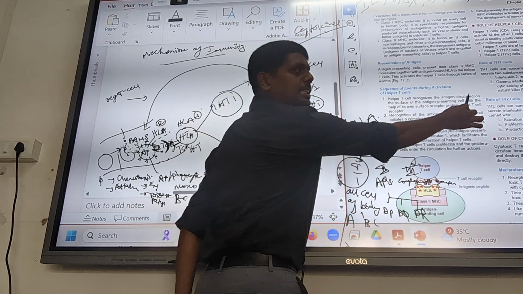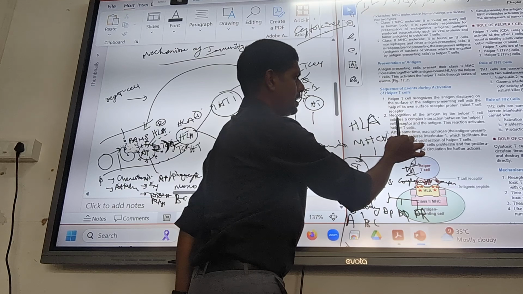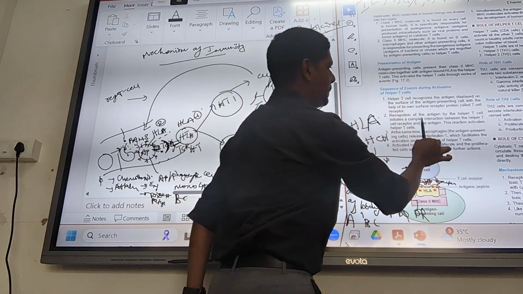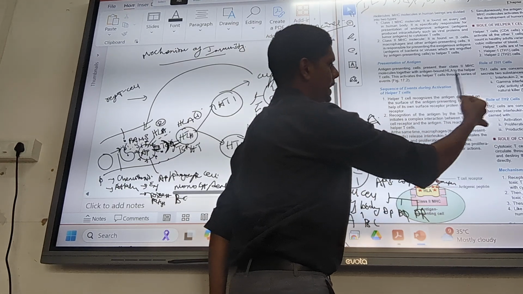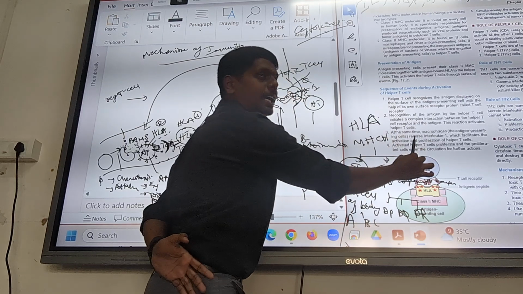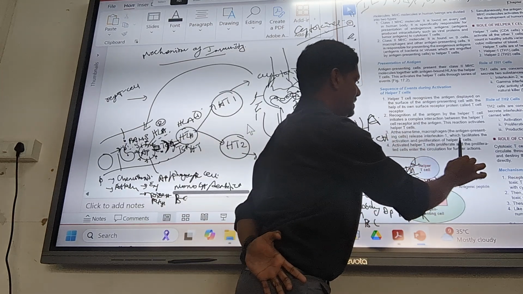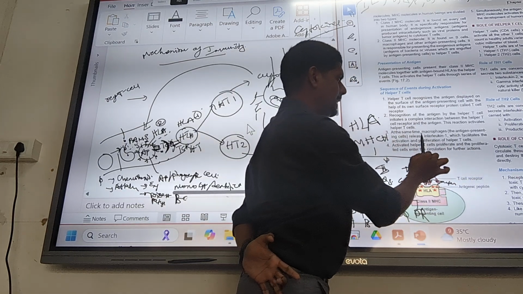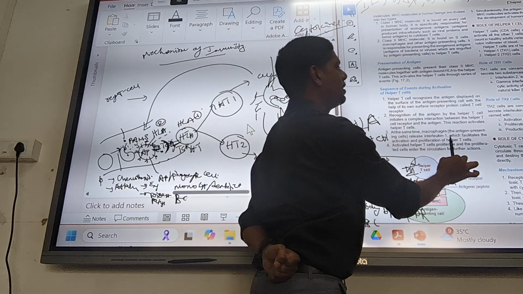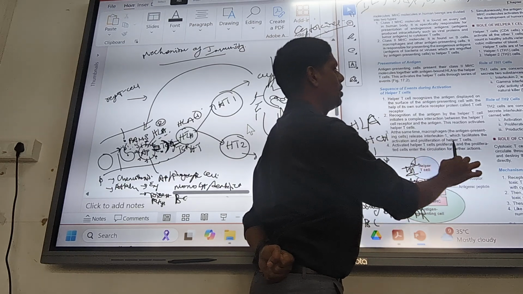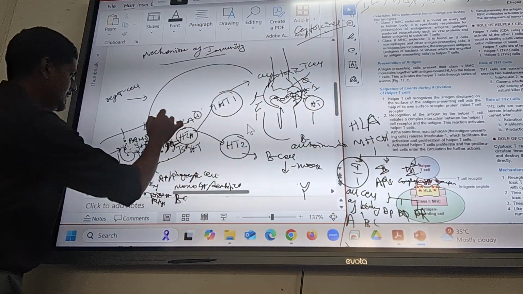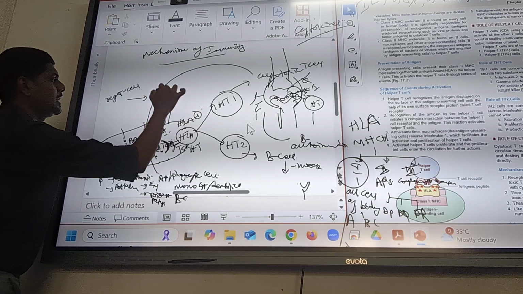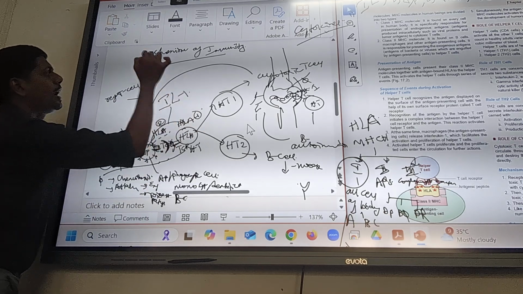Helper T cell recognizes antigen displayed on the macrophage. Recognizing of antigen by helper T cell initiates some complicated reactions. At the same time, macrophages, the antigen presenting cell, will release interleukin 1, which facilitates the activation and proliferation of helper T cell. That means our macrophage released a chemical called interleukin 1.